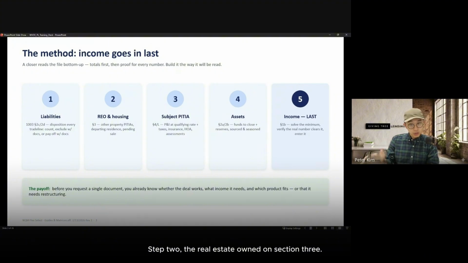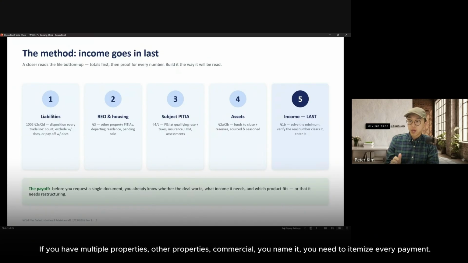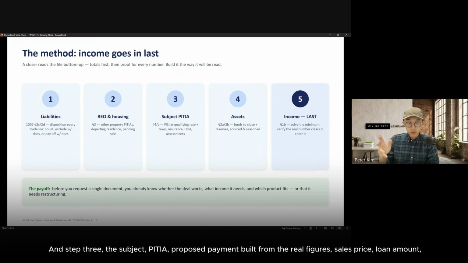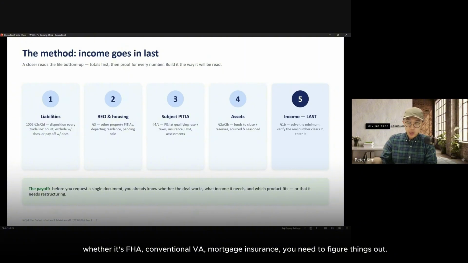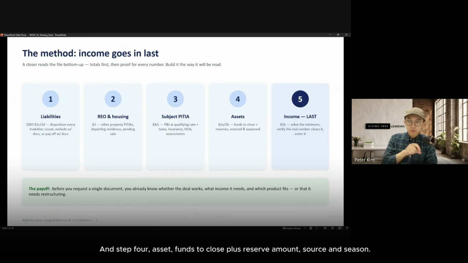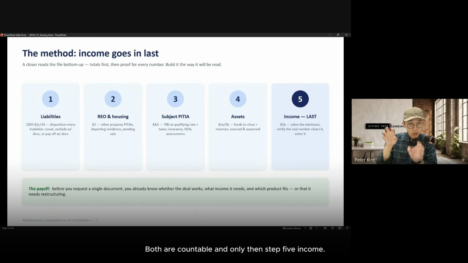Step two, the real estate owned on section 3. If you have multiple properties, other properties, commercial, you name it, you need to itemize every payment. Step three, the subject PITIA, the proposed payment, built from the real figures: sales price, loan amount, whether it's FHA, conventional, or VA, and mortgage insurance. Step four, assets: funds to close plus reserve amount, sourced and seasoned, both are countable. And only then, step five, income.